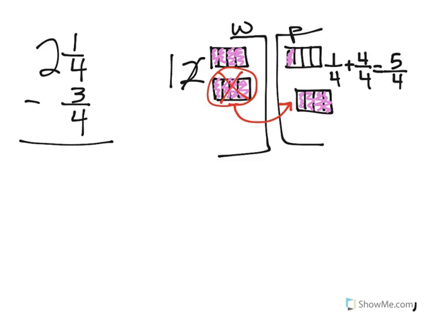Let's look over here at our algorithm real quick, where we're actually doing the math. Right here, I borrowed from the 2 and I made that a 1. And I borrowed how much? I borrowed 4/4. So now how many fourths do I have? I have 5/4, just like over here, right?